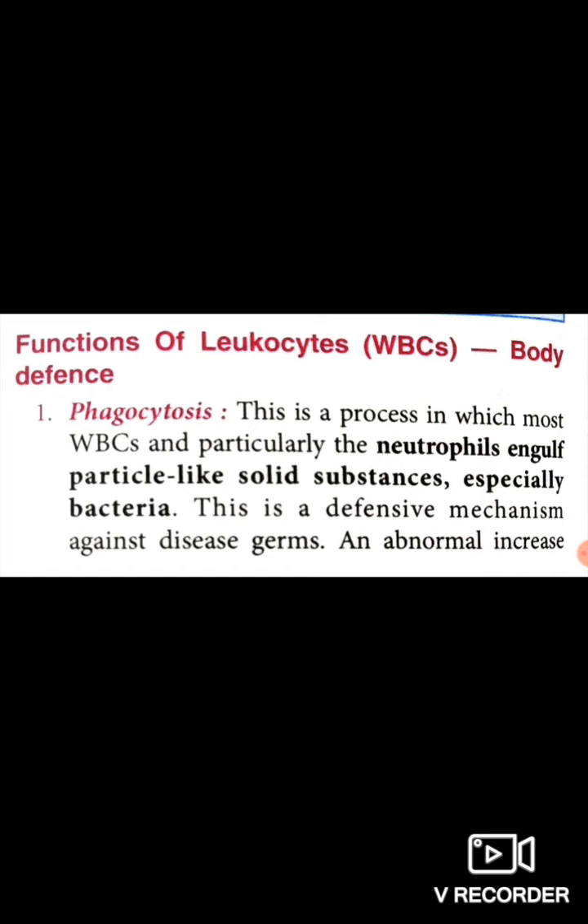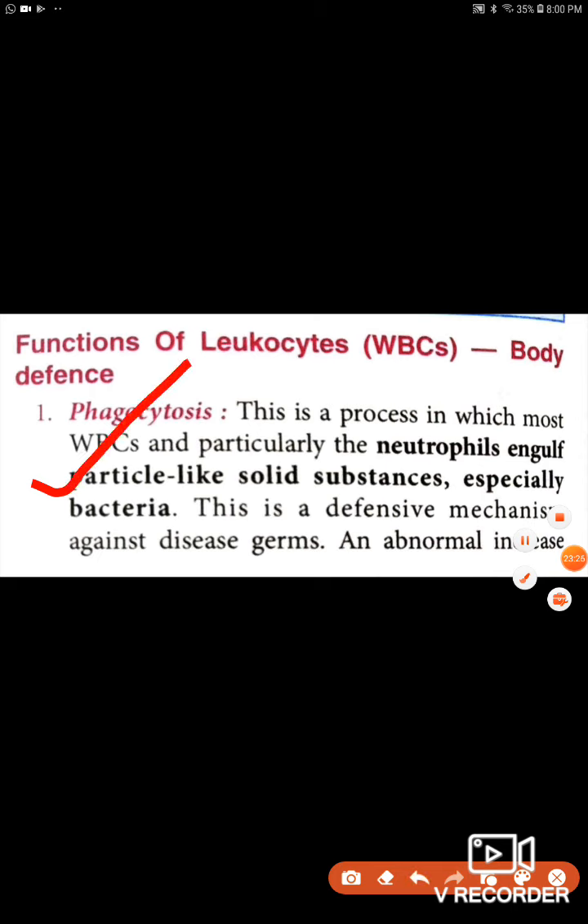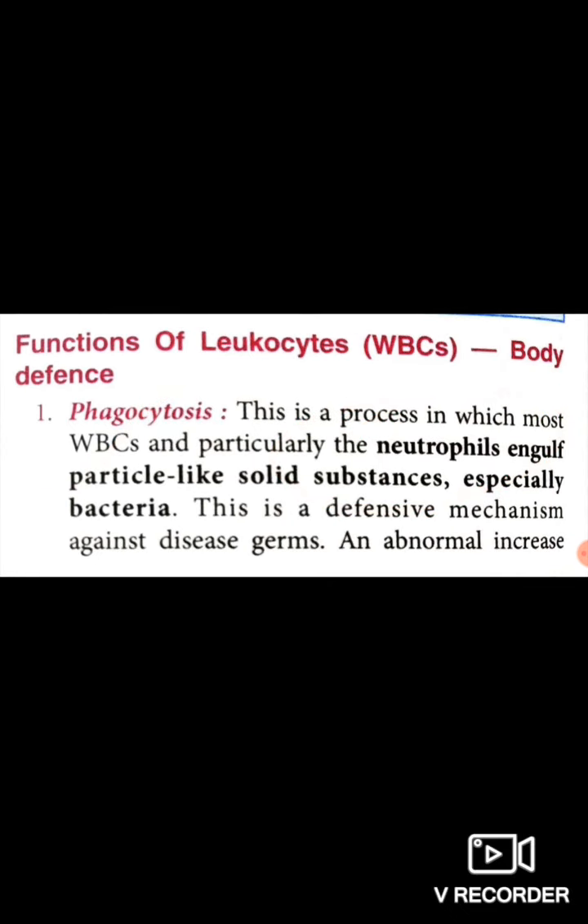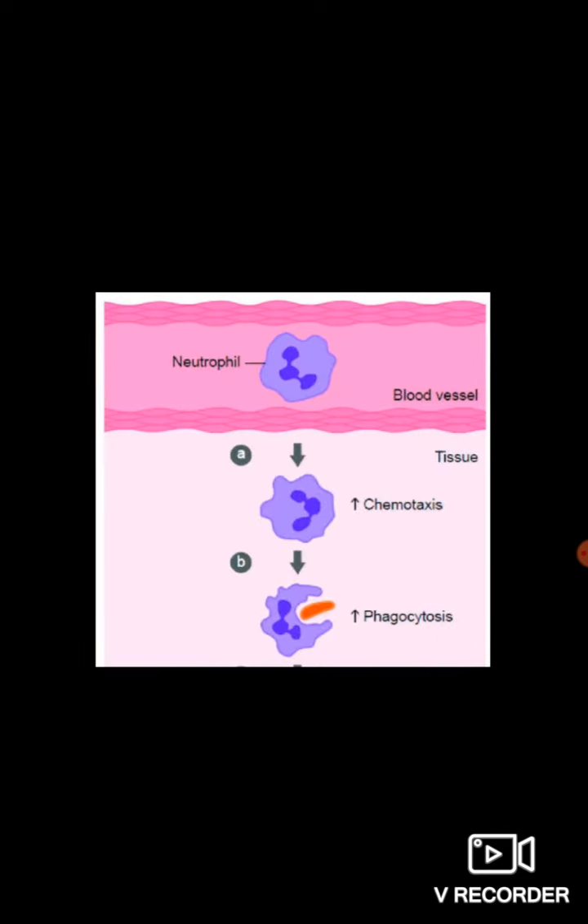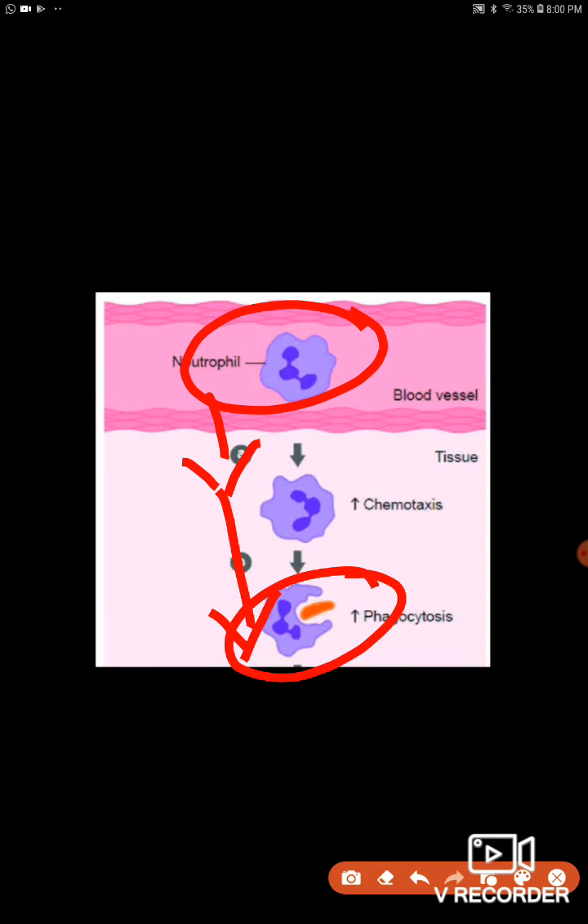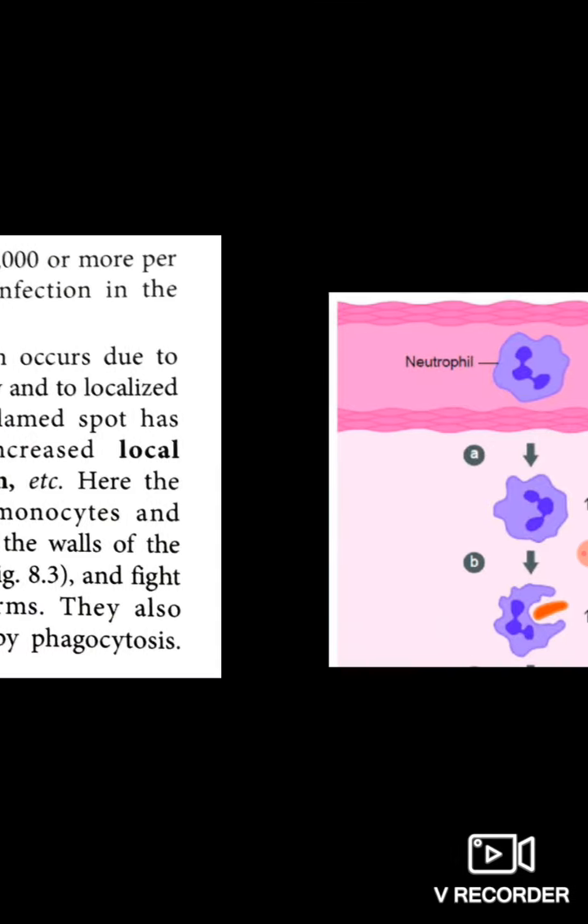Still, in detail, the leukocytes can go for phagocytosis, mostly neutrophils. They engulf solid particles of pathogens like bacteria. See here, when they find any kind of infection, the neutrophil can go out from the blood vessels, called diapedesis, and then go to the particular site of the tissue and engulf the bacteria, which is called phagocytosis.